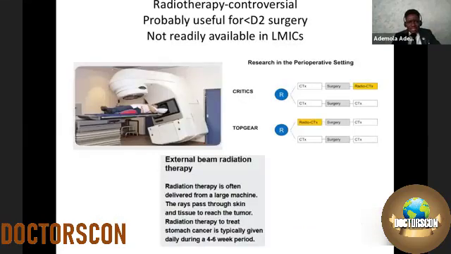And radiotherapy, again, I feel that the most important role for radiotherapy will probably be for patients who had less than a D2 surgery. But again, it's not readily available in our environment. And there are a lot of trials that have been conducted, and those are the TOPGEAR and the CRITICS trials, to actually define the appropriate role of radiotherapy in our management of patients with gastric cancer. So it's still an evolving field.